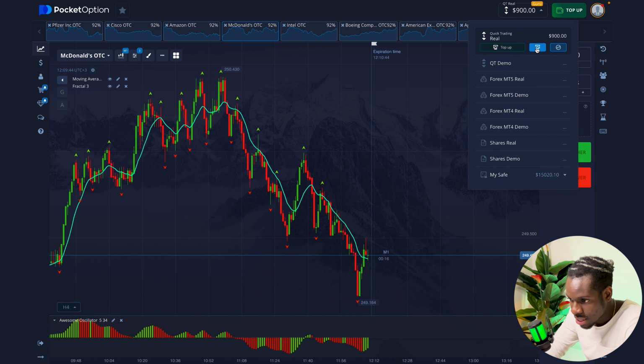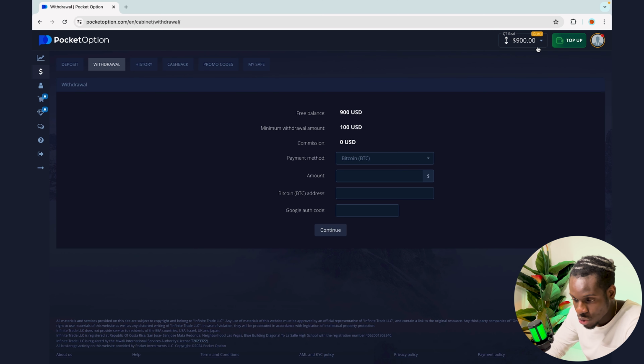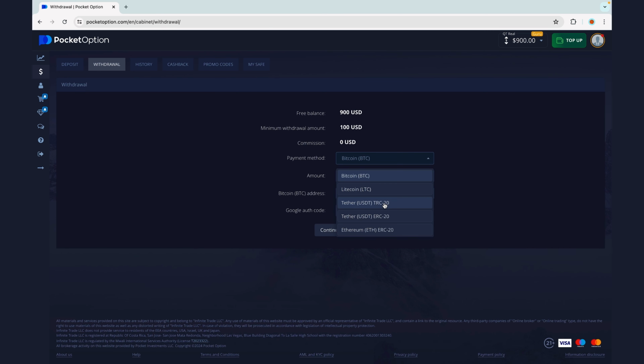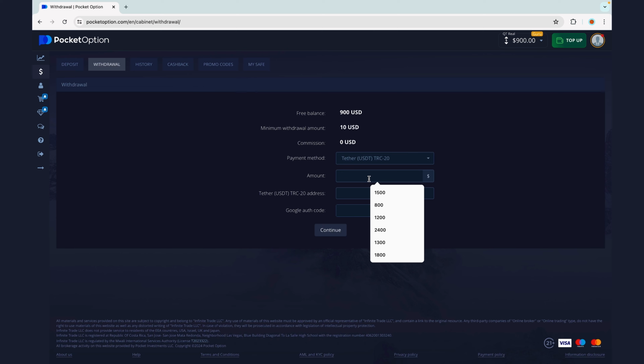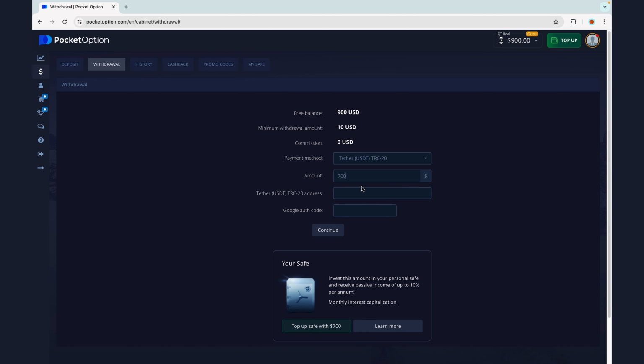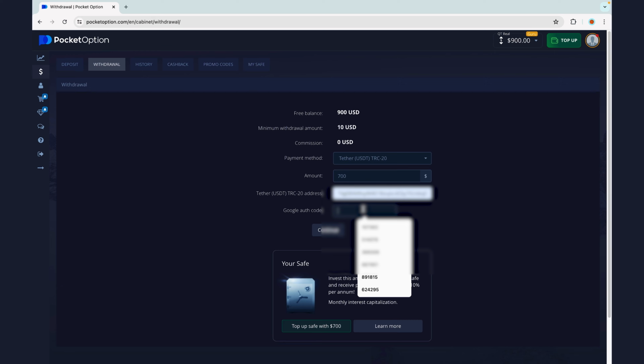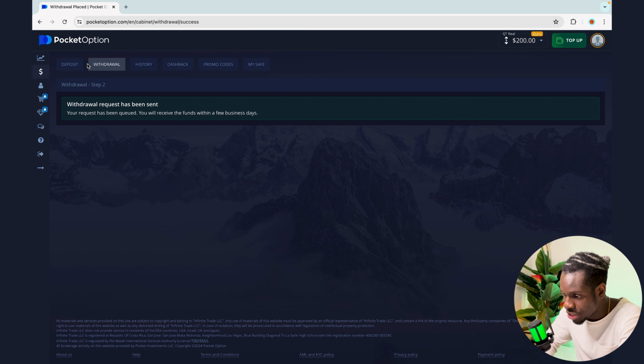Today's profit is $700, which is very good. So let's proceed to withdraw. The withdrawal operation was successfully completed. Yes, baby. Okay. So, guys, that's how today's trading session went by.